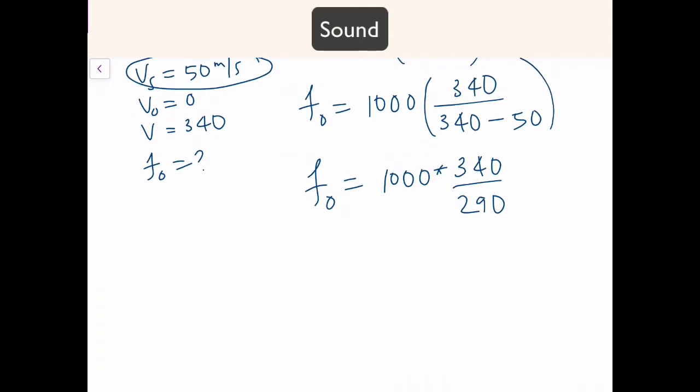Okay. Simplify that, and you should get something more than 1000 because the source is moving towards the observer. So that value is going to be 1172.4 Hertz. Okay.